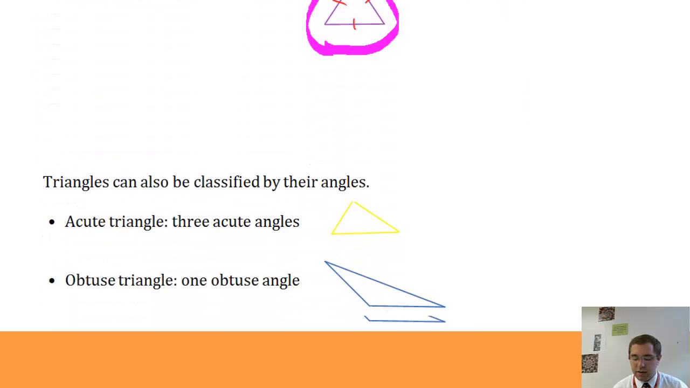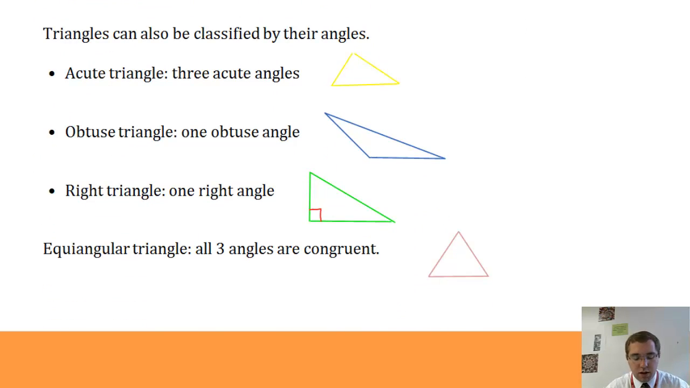We can also classify them by the measures of their angles. If a triangle has all three angles acute, so all three angles less than 90 degrees, then that triangle is called an acute triangle. If a triangle has one obtuse angle, that triangle is called an obtuse triangle. And we'll see in a minute why it can't have more than one obtuse angle. It can only have at most one. If a triangle has one right angle, that triangle is called a right triangle. And again, we'll see in a minute why it can't have more than one right angle. And if a triangle has all three angles the same measure, then that triangle is called equiangular. So equiangular means all three angles are congruent. Equilateral, that we saw earlier, meant that all three sides were congruent.